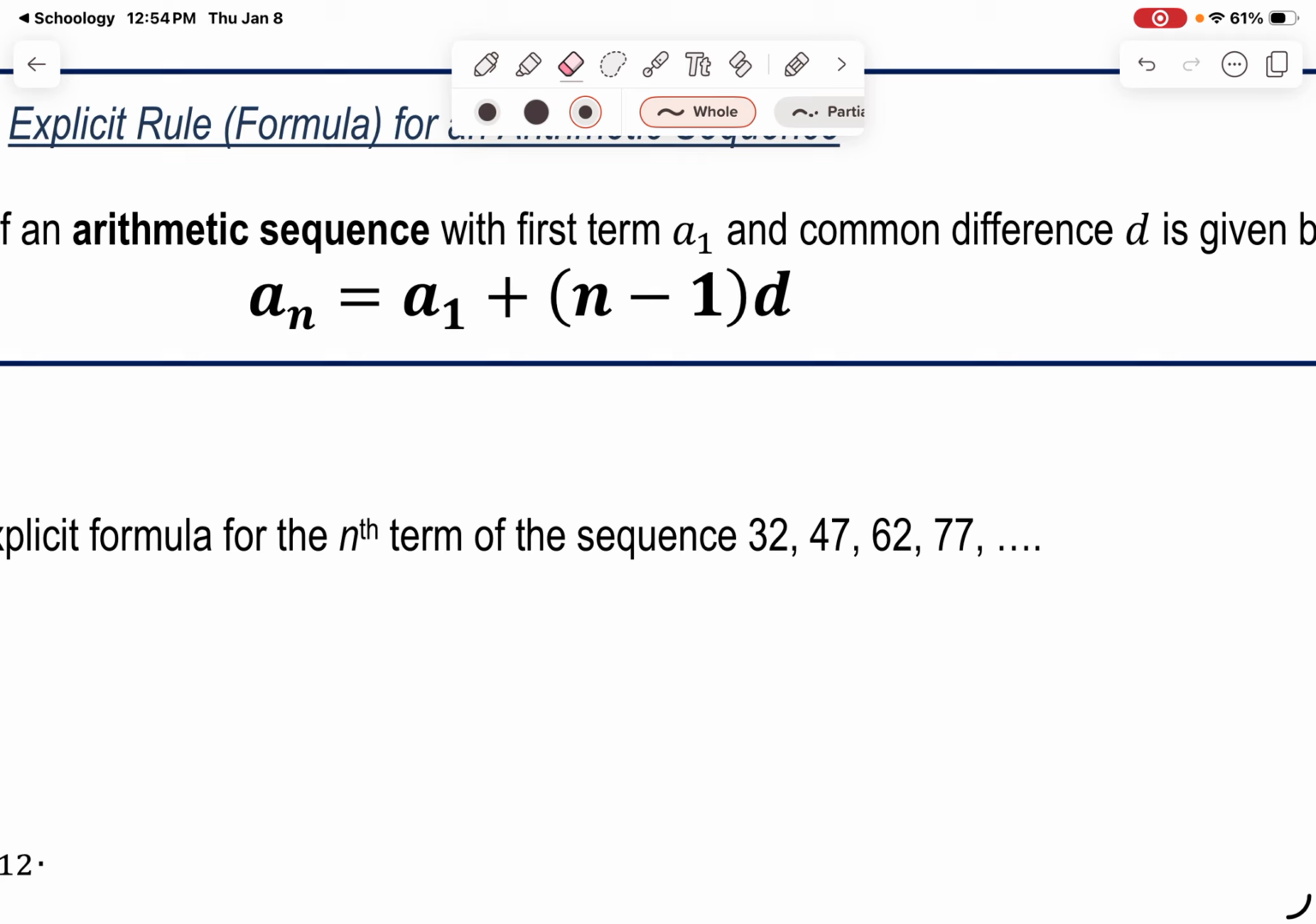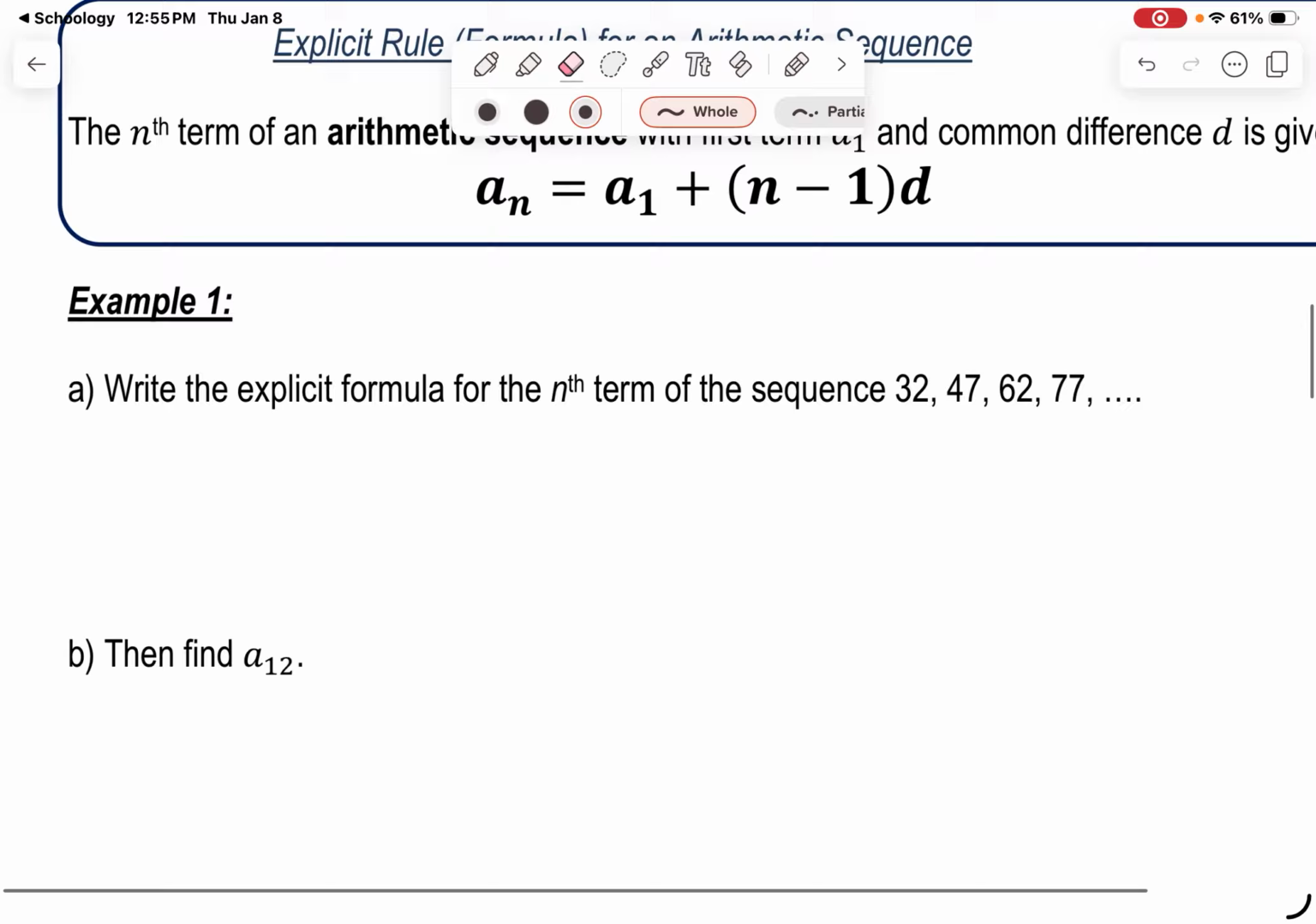So in order to write a rule or a formula, you need the first term and the difference. So you know how, in order to write an equation of a line, you need the slope at any point? It's very similar to write an arithmetic rule: you need the first term and the common difference, which is the slope, all right? Okay, so let's go ahead and do this.